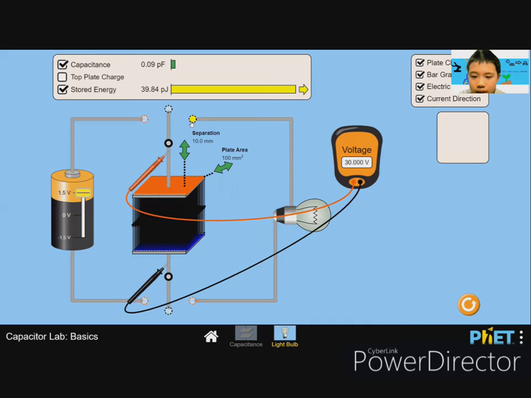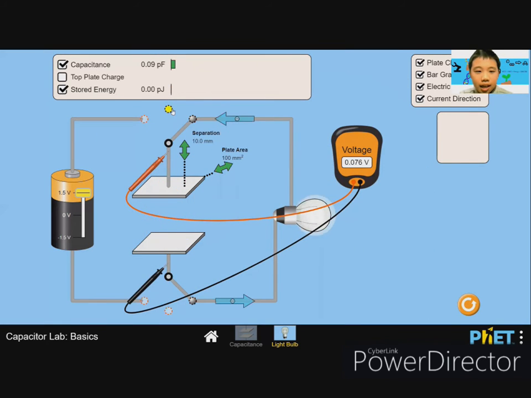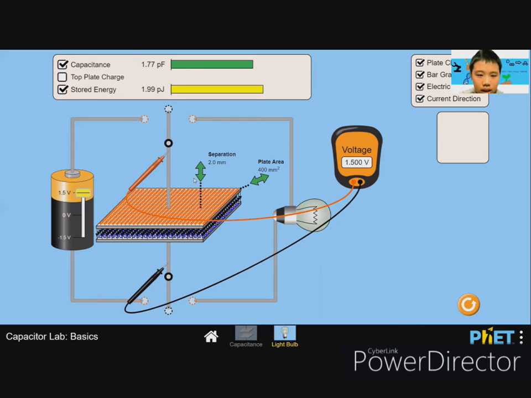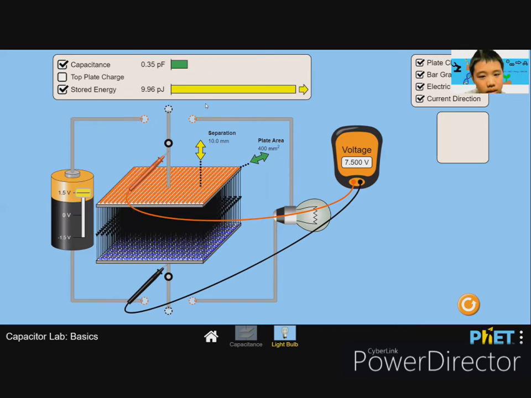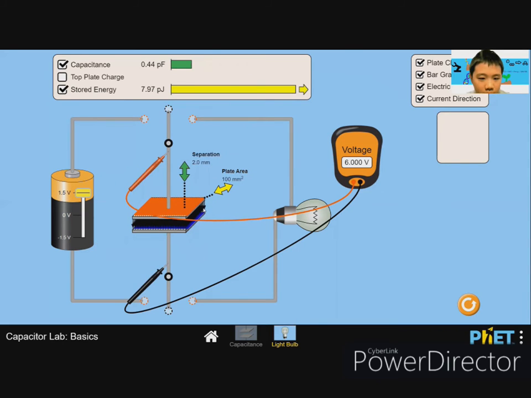So then, when we connect it to this light bulb, the light is intensely bright for a short amount of time. So now, if we do this again, and then I changed the separation but not the plate area, I found it got to 9.9 picojoules, but then when I didn't change the separation and shrank the plate area, it only went to 7.97 picojoules.